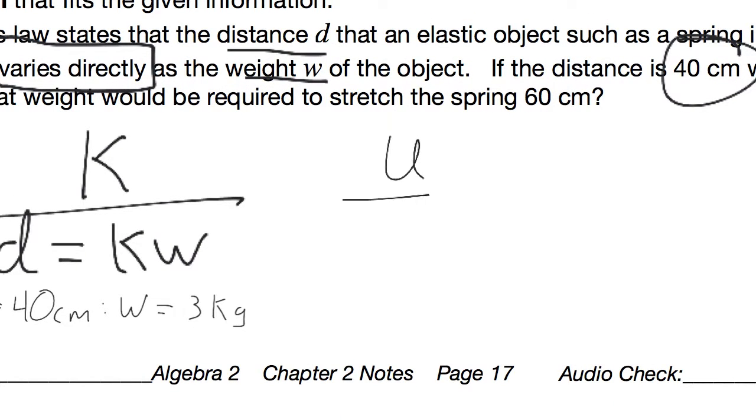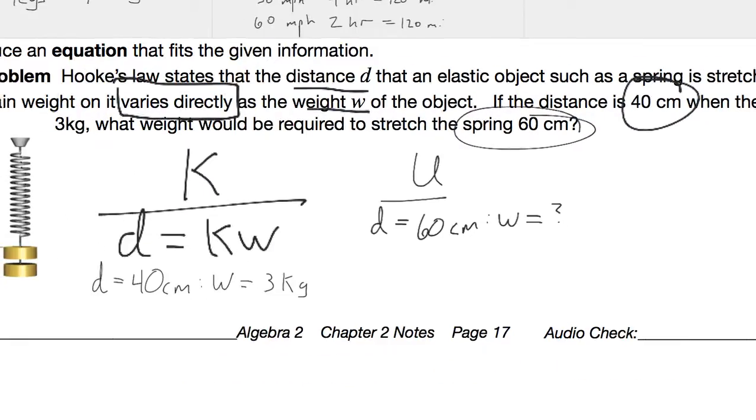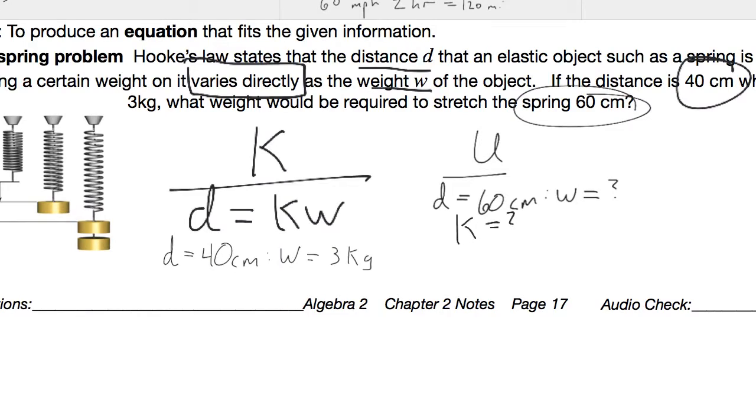What's unknown? Well, we could say we don't know the distance. No, we do know the distance is 60 centimeters. And what we don't know would be the weight. What is the weight when the distance is 60? We also don't know the value of k, the constant. And the k is going to be dependent on the spring. Every spring has a different k value. It's like the rating of a spring, how strong it is. So we need to figure out the k value for this particular spring.